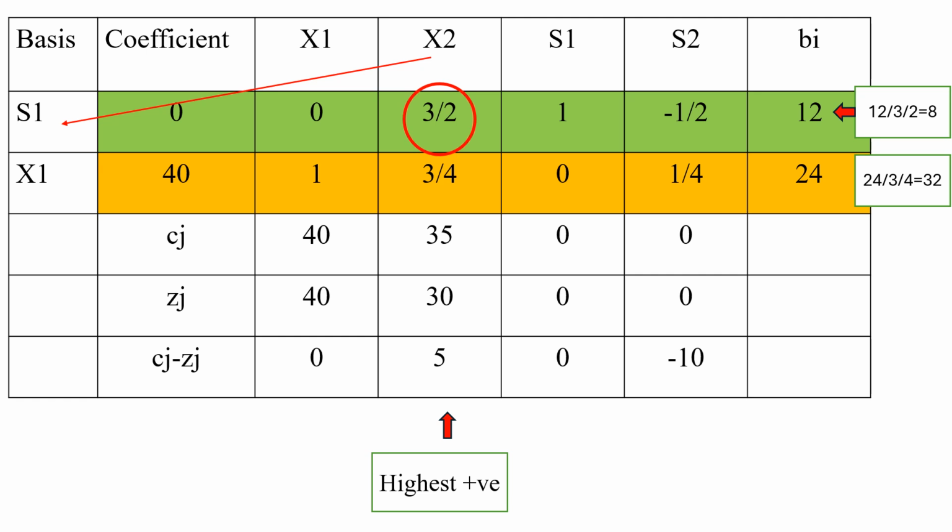When you identify the highest positive value, you will find the key column. The elements of the key column, 3 by 2 and 3 by 4, should be divided into the respective objective values. Then find the minimum value, which is 8. Once you know the minimum value, your key element is 3 by 2. Then x2 will replace s1.